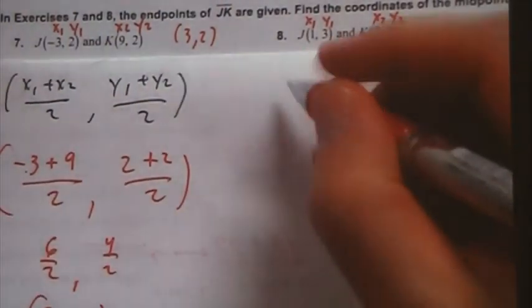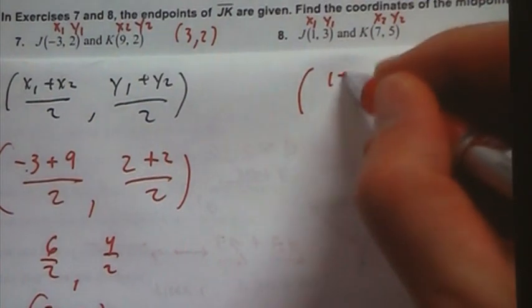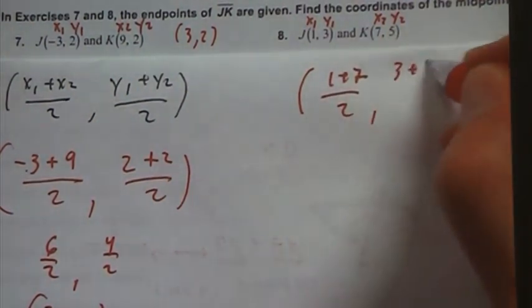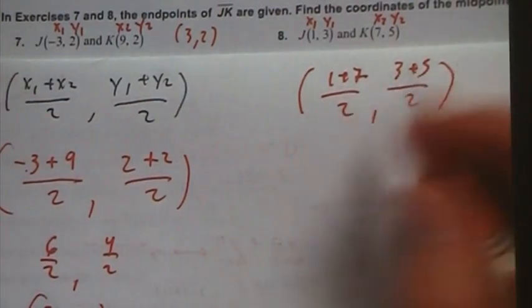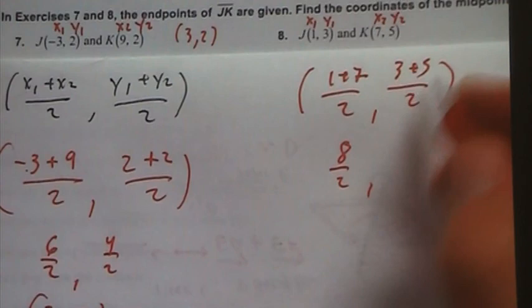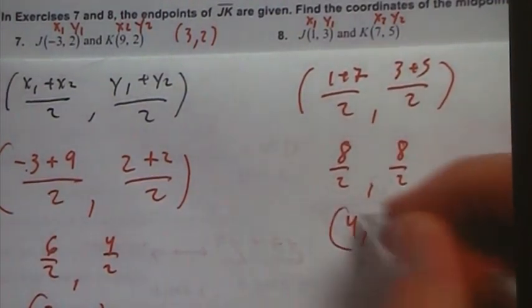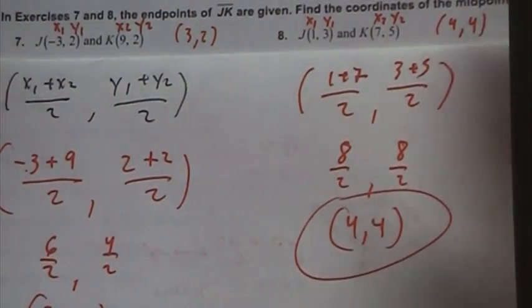And then you can go x1 plus x2, and then y1 plus y2. Cool. And we've got ourselves, what is that, 8 over 2, 8 over 2, boom, 4, 4. And there's your midpoint.